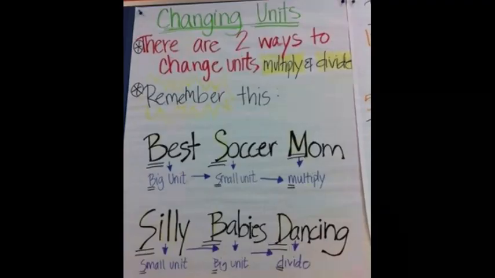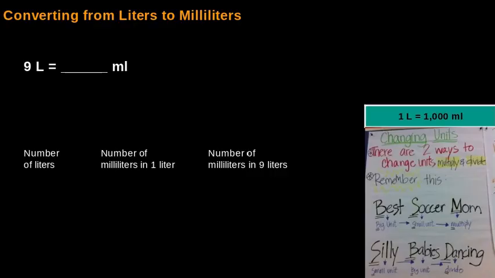This is an acronym to help you remember which operation to follow based on the question. Best soccer mom: big unit to small unit, you multiply, and silly babies dancing: small unit to big unit, you divide. Okay, let's start with an example.